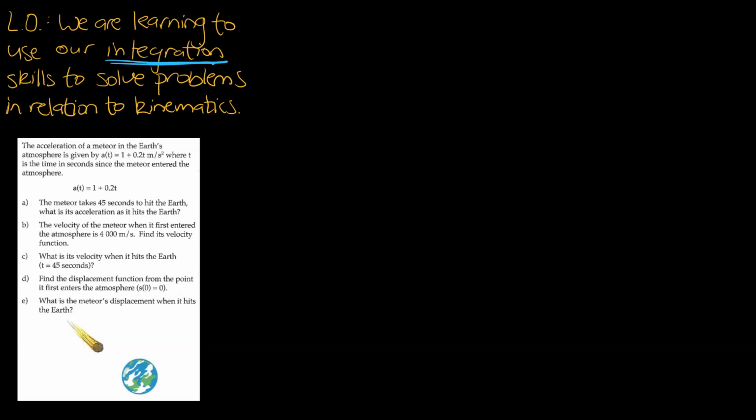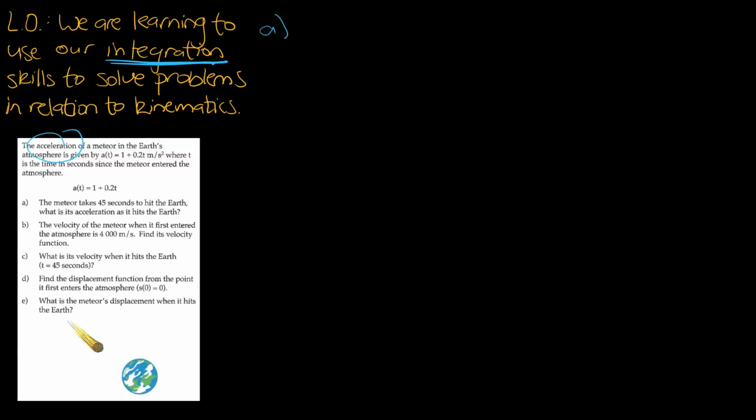The acceleration, so key thing there, acceleration of a meteor in the Earth's atmosphere is given by the acceleration with time is equal to 1 plus 0.2 times time, where t is the time in seconds since the meteor has entered the atmosphere. Question A asks us, if the meteor takes 45 seconds to hit the Earth, what is the acceleration as it hits the Earth?